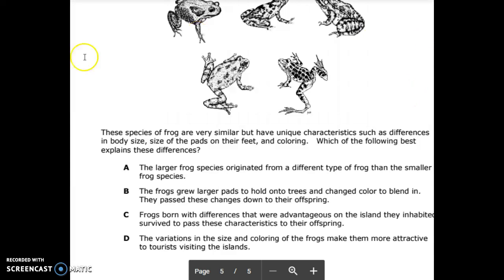A, the larger frog species originated from different types of frogs than the smaller. B, the frogs grew larger pads to hold on to the trees and changed color to blend in. They passed these changes down to their offspring. C, frogs born with differences that were advantageous on the island they inhabited survived to pass these characteristics to their offspring. D, variations in the size and the coloring of the frogs make them more attractive to the tourists visiting the islands.